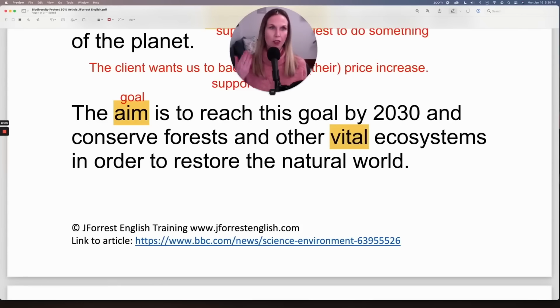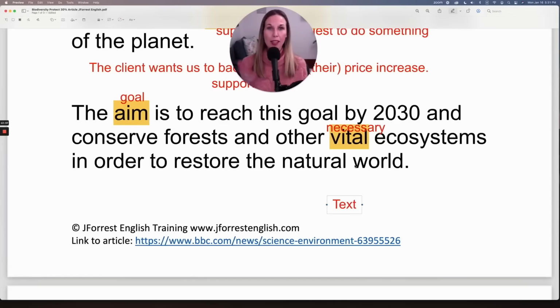Vital is a great word to add to your vocabulary. It means necessary. Necessary ecosystems and other vital. When something is vital, you cannot have an option without it. It has to be there. It's necessary. And other vital ecosystems. So for our planet, we can't not have fish in the sea. That would create widespread disaster across the world, right? So fish in the sea are vital. They're necessary. And an ecosystem is just one element of the world, one natural element of the world.